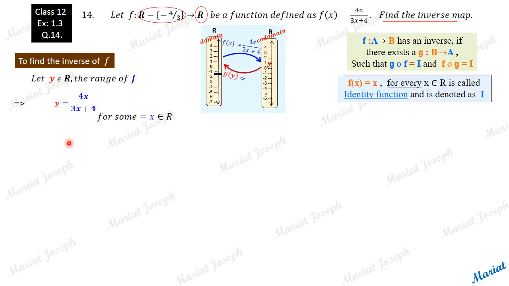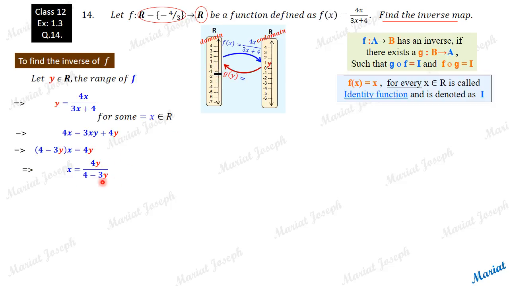We'll go to this equation and solve for x. Cross multiply. 3yx plus 4y equal to 4x. We are solving for x. We want that x, so I take the x terms, like terms, on one side. And 4 minus 3y is the bracket of coefficient. So x is equal to 4y upon 4 minus 3y. That means for any y, we can get back to its x through this rule.